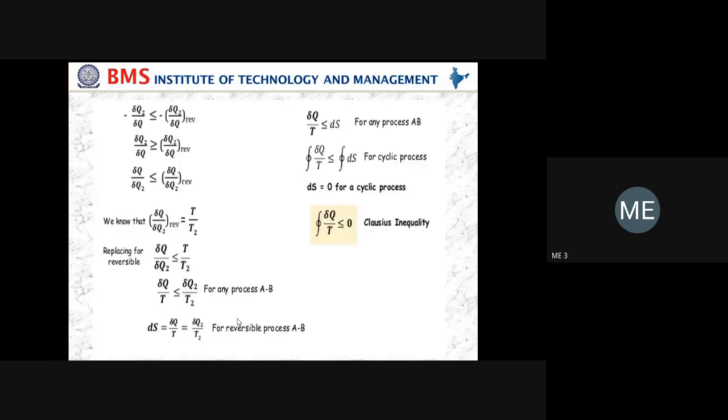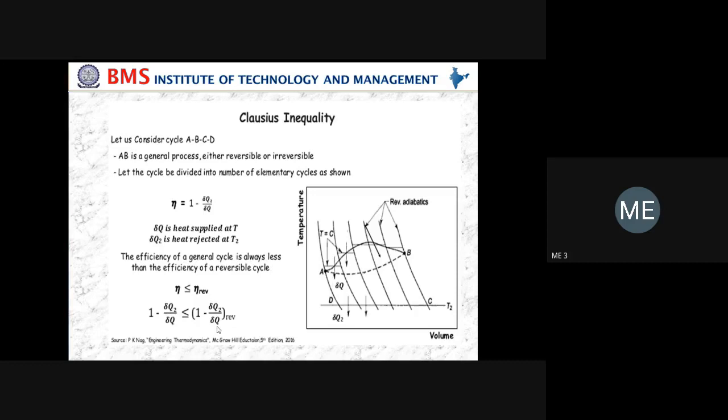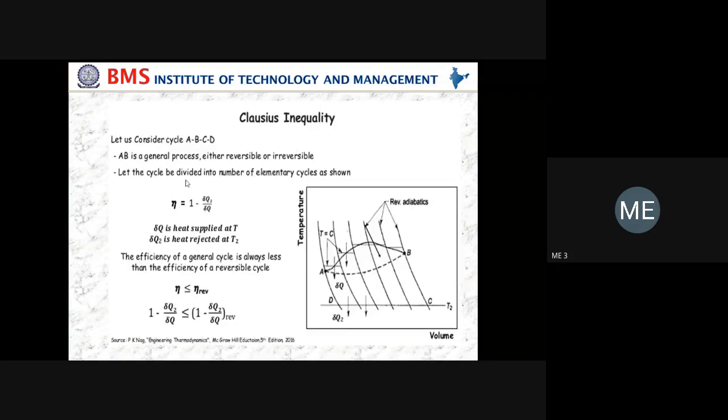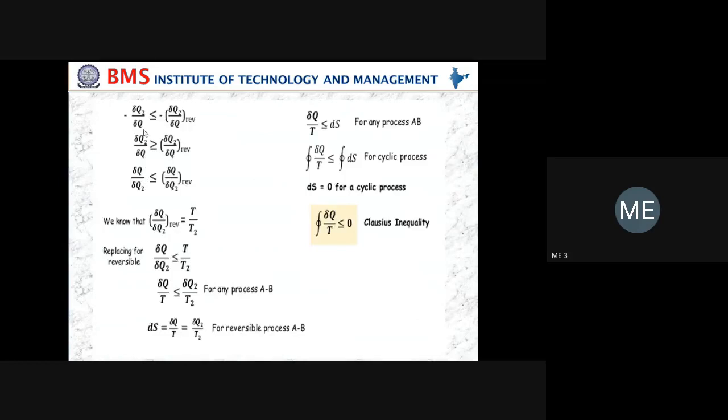Or we can write. Okay. So here I am neglecting the term 1 in both the equations. How am I going to write? Minus dQ1 by T divided by dQ is less than or equal to minus of dQ2 divided by dQ reversible. Here I am just neglecting the term 1 on both sides, and except 1, you write the remaining equation. Minus dQ2 divided by dQ is less than or equal to minus of dQ2 divided by dQ for reversible.